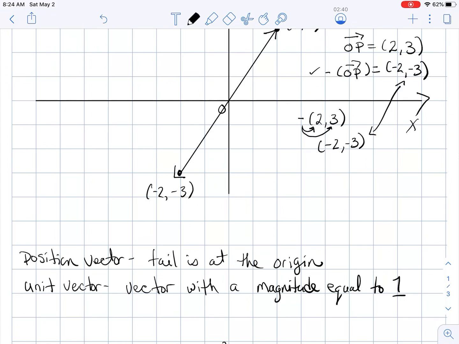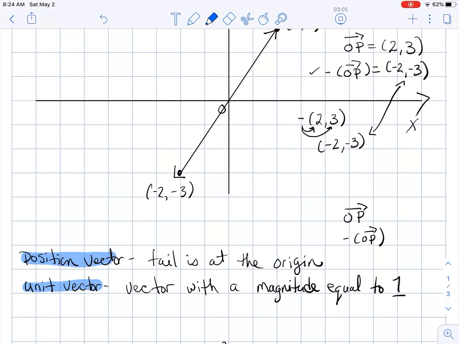Okay, a couple definitions. When we refer to a position vector, that's when the tail's at the origin. That's exactly what we have here: OP was a position vector because the tail was at the origin. Same thing with the opposite. That's also a position vector because its tail is at the origin.